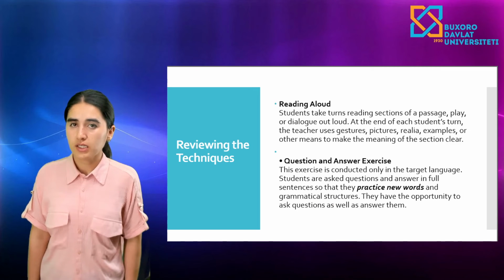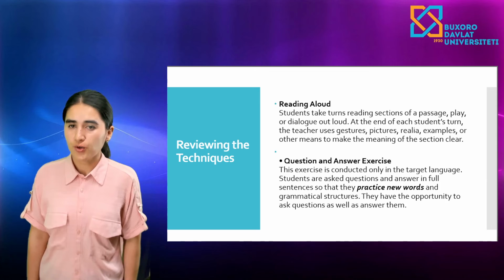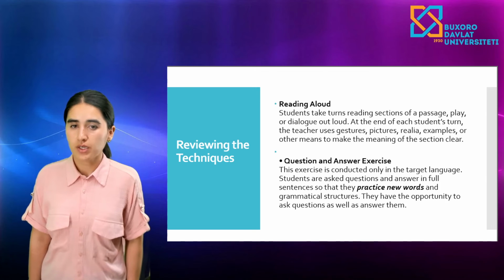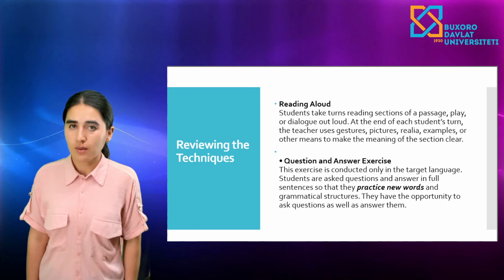The first is reading aloud. Students take turns reading sections of a passage, play, or a dialogue out loud. At the end of each student's turn, the teacher uses gestures, pictures, realia, examples, or other means to make the meaning of the section clear.